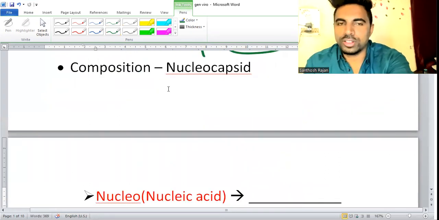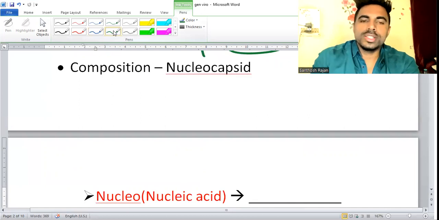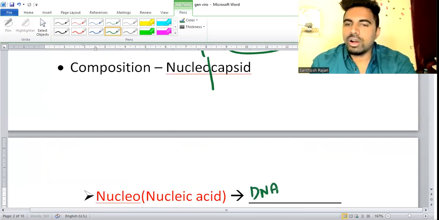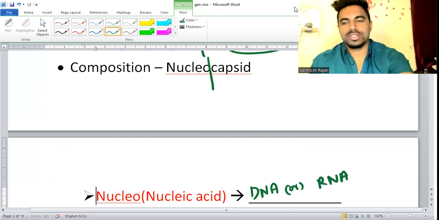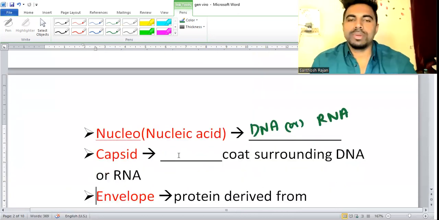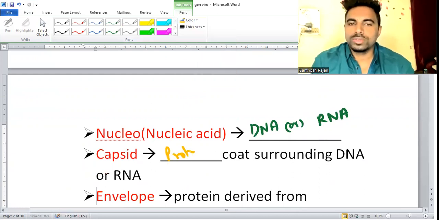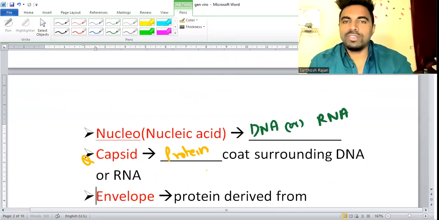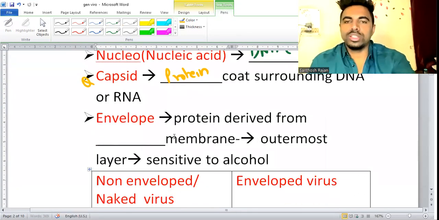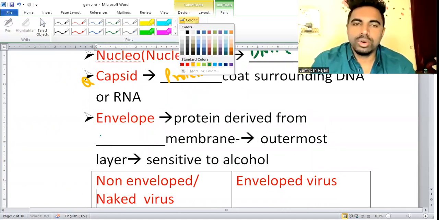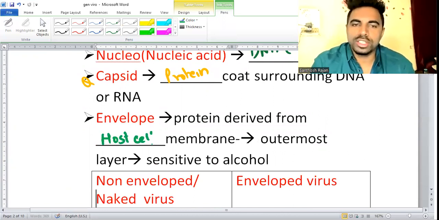Okay, now let's go to the differences. As I told you, a virus means it's a nucleocapsid. It has a nucleic acid and a capsid. A nucleic acid is simply DNA or RNA. That's what we have, DNA viruses and RNA viruses. And what's a capsid? A capsid is simply the protein coat, nothing else. What about the envelope? The envelope is derived from where? The host cell membrane, our cell.